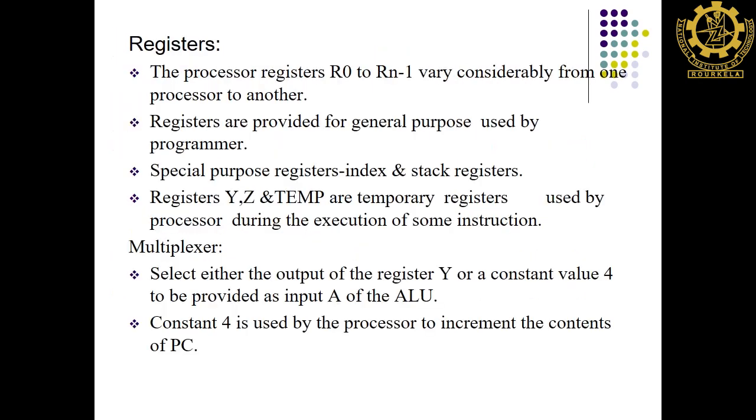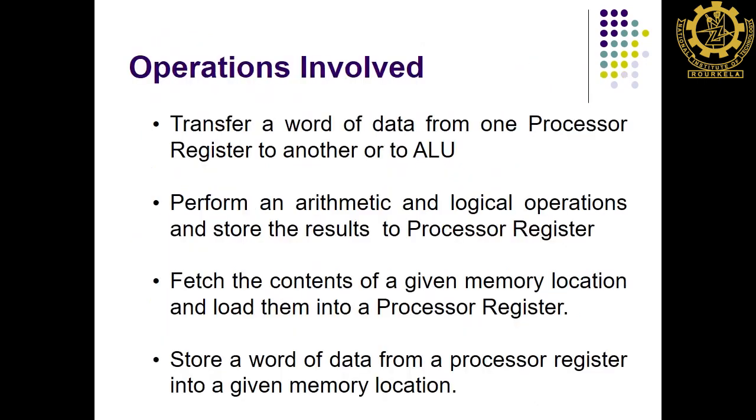There are multiple registers, and some of them are called temporary registers, which the programmer cannot access. And we have a multiplexer, where you have the choice: either you can choose constant 4 or the other input, which is coming from register Y. For any instruction execution, some operations are involved. We need to transfer a word of data from one processor register to another processor register.